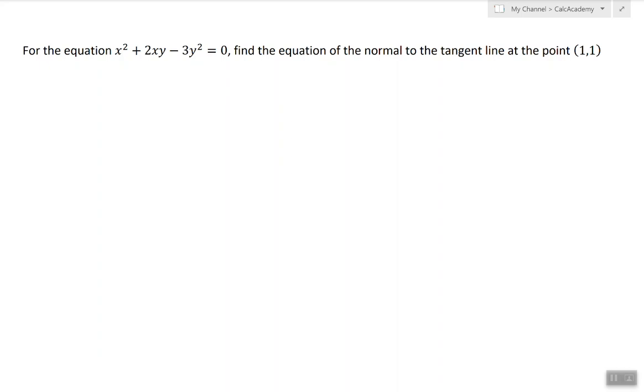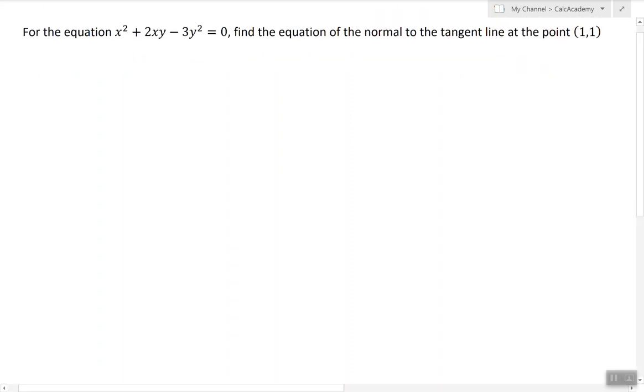In this video, I'm going to show how to find the equation of the normal line to the graph of a function given implicitly. So to find the equation of any line, we can use the point-slope formula, for which we have to know one point and the slope.